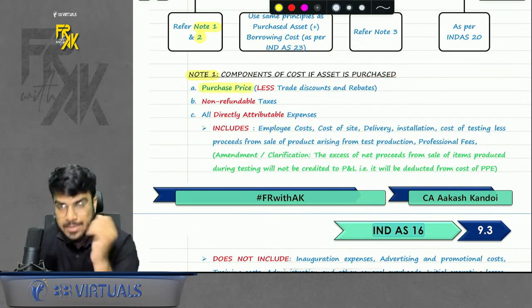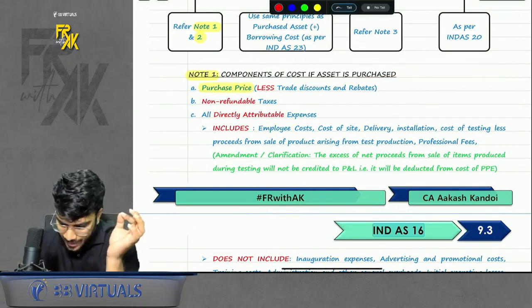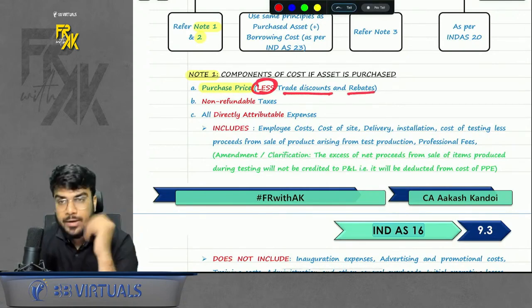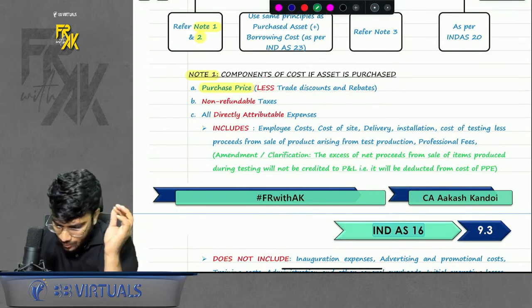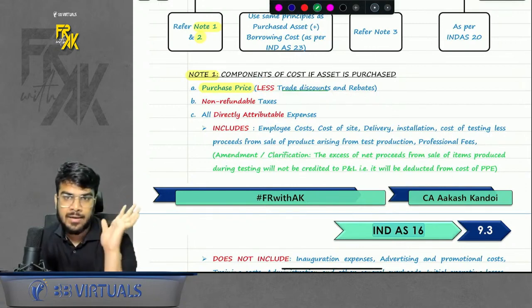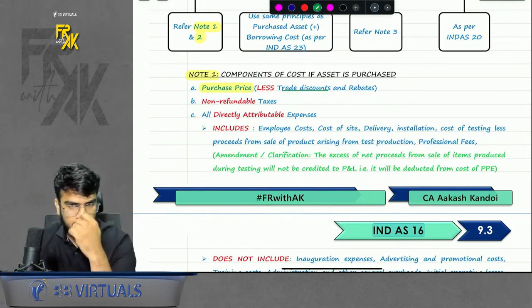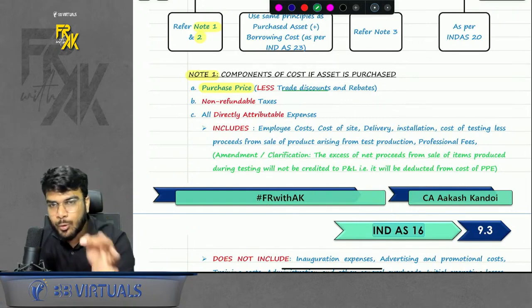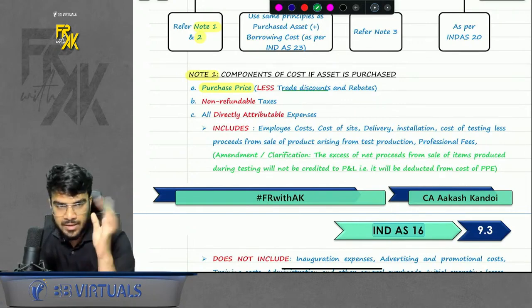The first point is purchase price. But from purchase price, you will deduct trade discount and rebates. Now, what is the meaning of trade discount? Any discount which you give to everyone in the ordinary course of business is trade discount. Likewise, any rebate which you give to everyone in the normal course of business is known as trade discount. That is given to everyone.